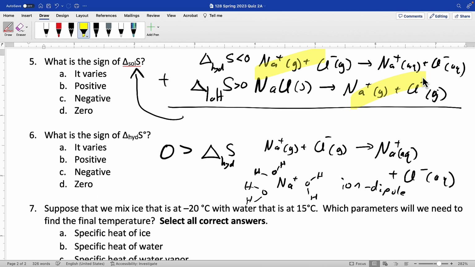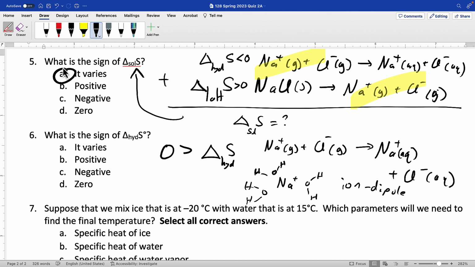We cancel that with that, and so we're left with solid going to aqueous, which is the delta S of solution. So since we're adding a positive number to a negative number, we really can't say. So we can say here that delta S for solution is going to equal, well, who knows, right? We can't predict. So it varies.